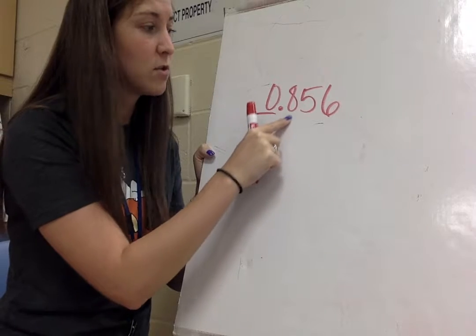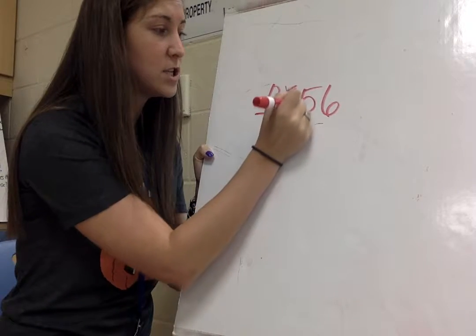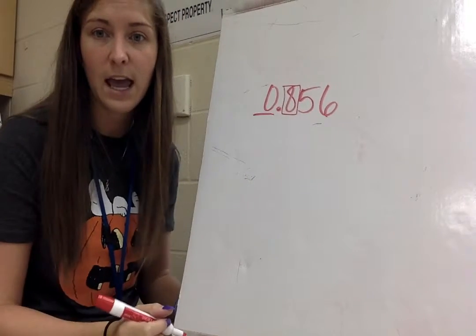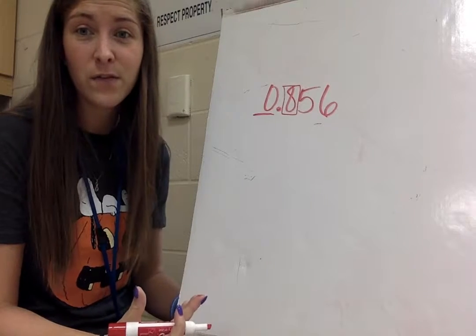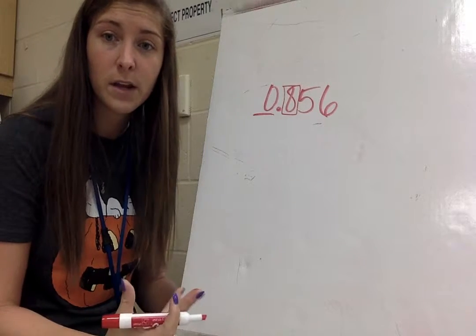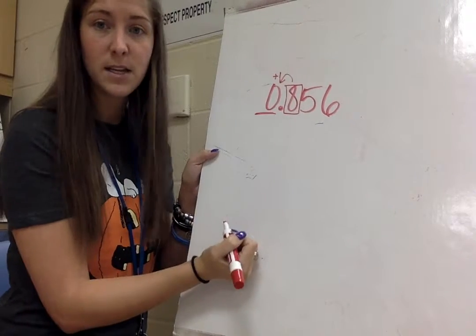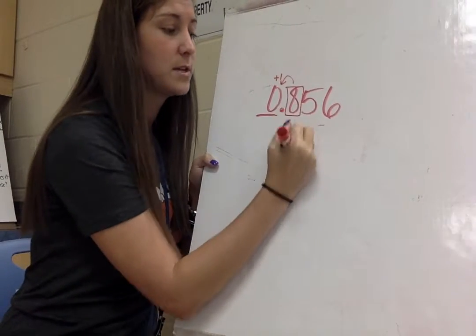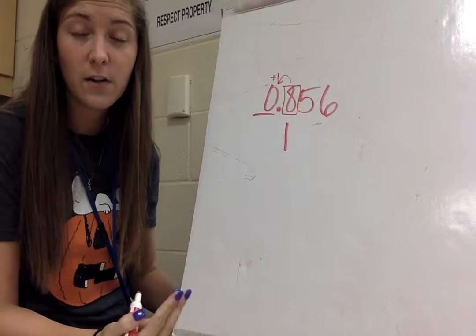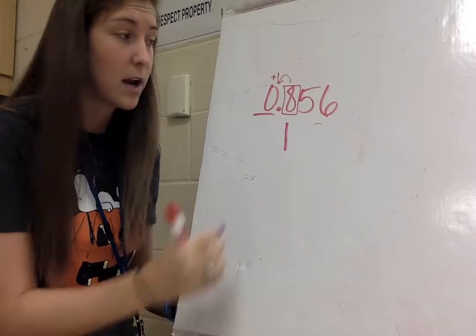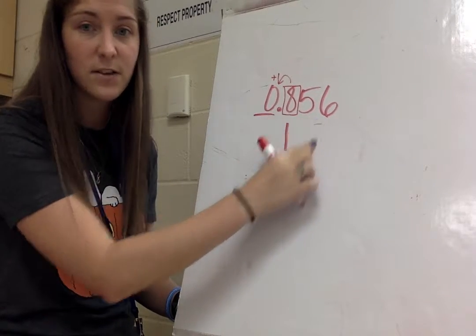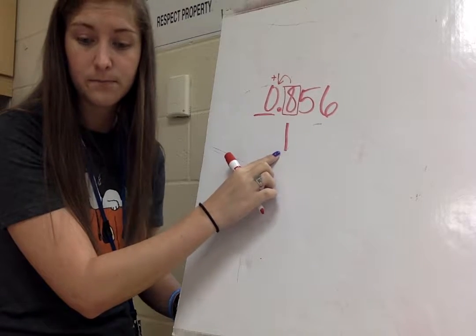So we're looking at where the 0 is. I have to look next door. When I look next door, I'm looking at the digit that's in the tenths place, which is an 8. Is 8 greater than 5 or less than 5? It's greater than 5. That means I have to add 1 to my 0. 1 plus 0 is 1. Therefore, you would just round 856 thousandths to 1.